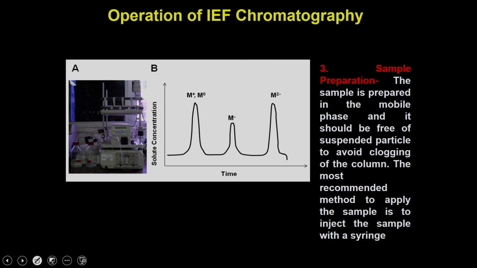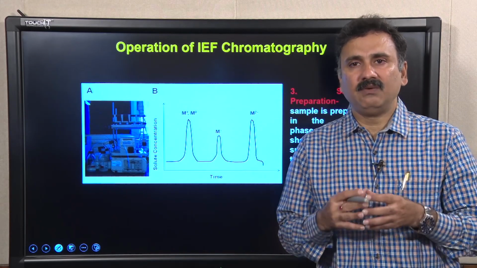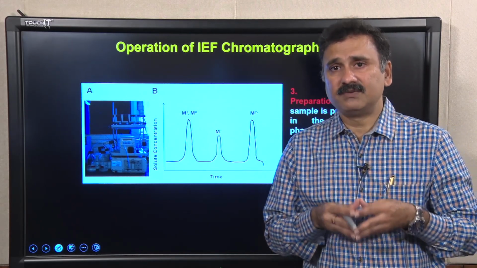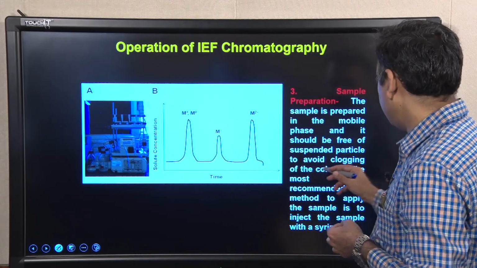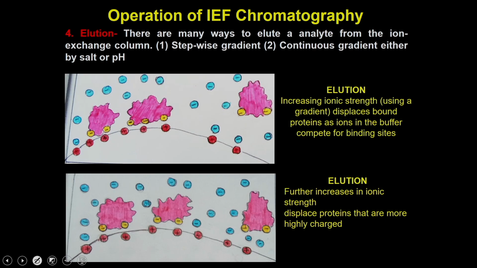Then you have to flow the sample. The only precaution is that the sample should be free of suspended particles, which means it should not have suspended particles that can clog the column, because that is going to reduce the flow rate. And then ultimately you are going to do the elutions.